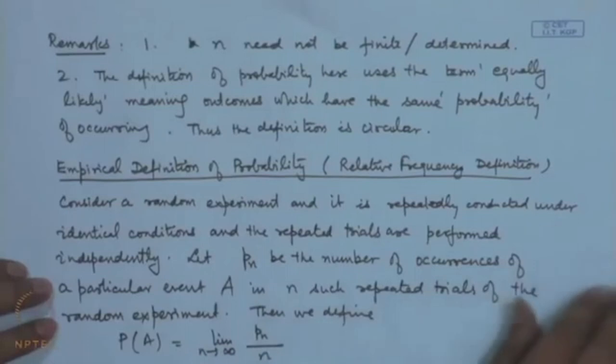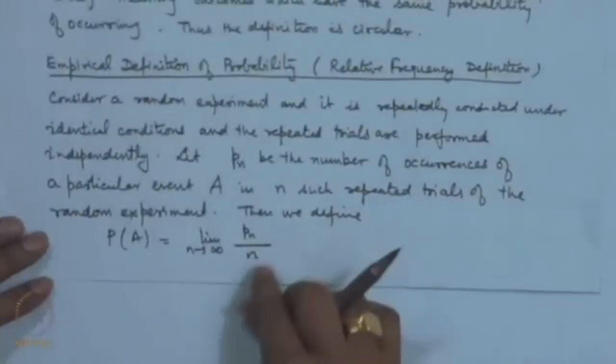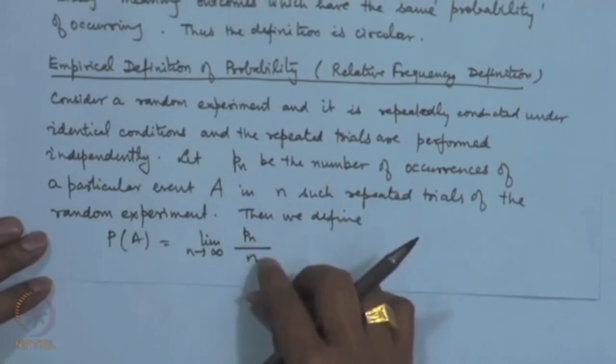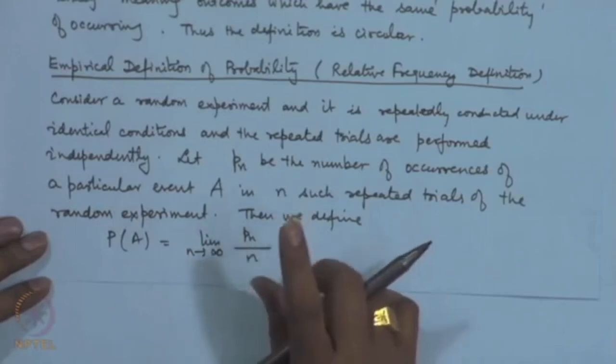That means, over the long term, what is the ratio of occurrence of the event in which we are interested to the total number of trials of the experiment. Let me explain through an example here.